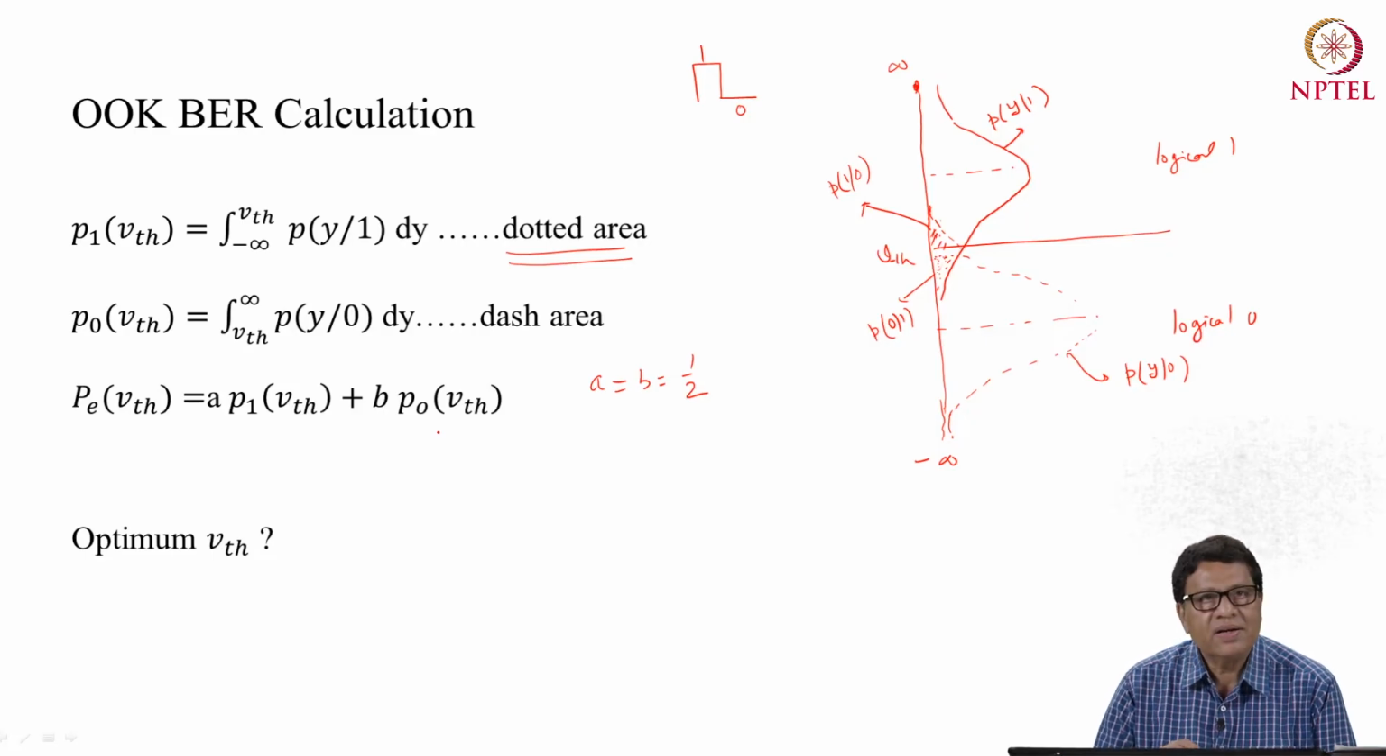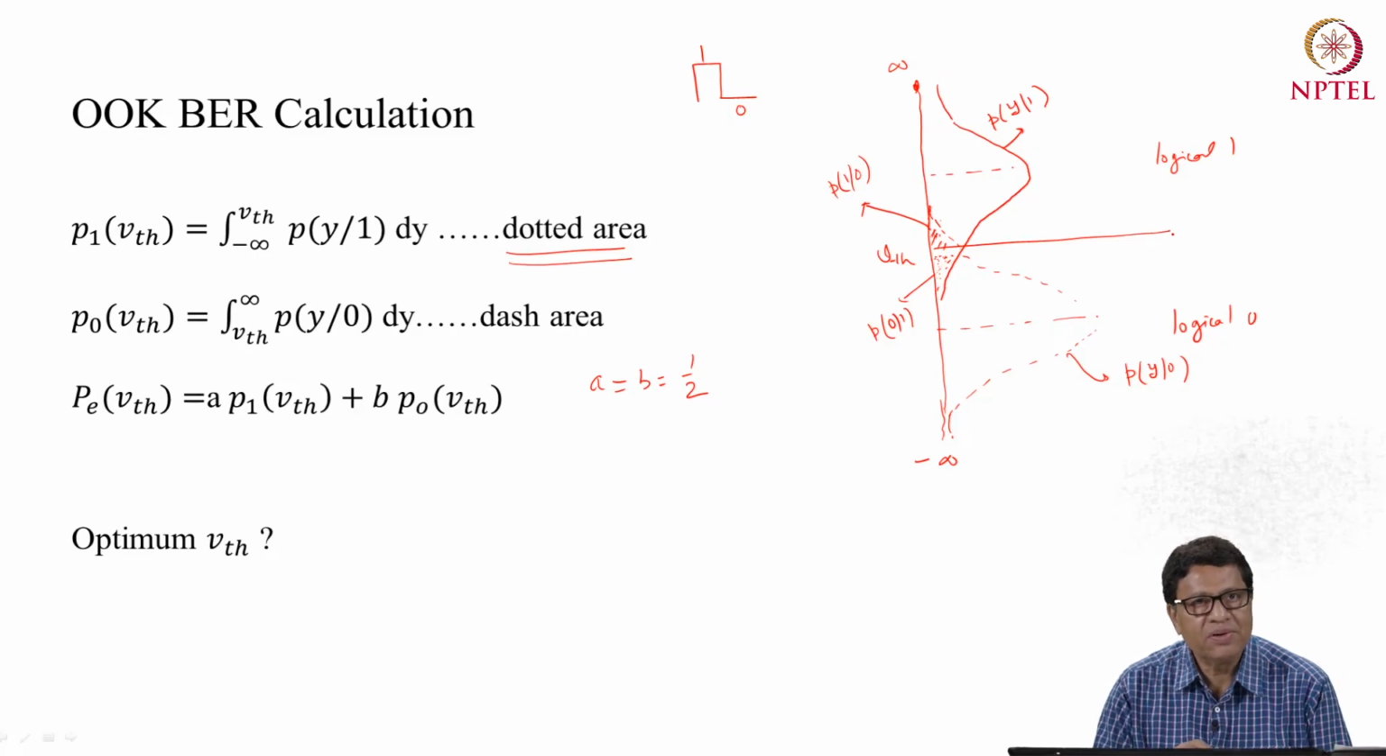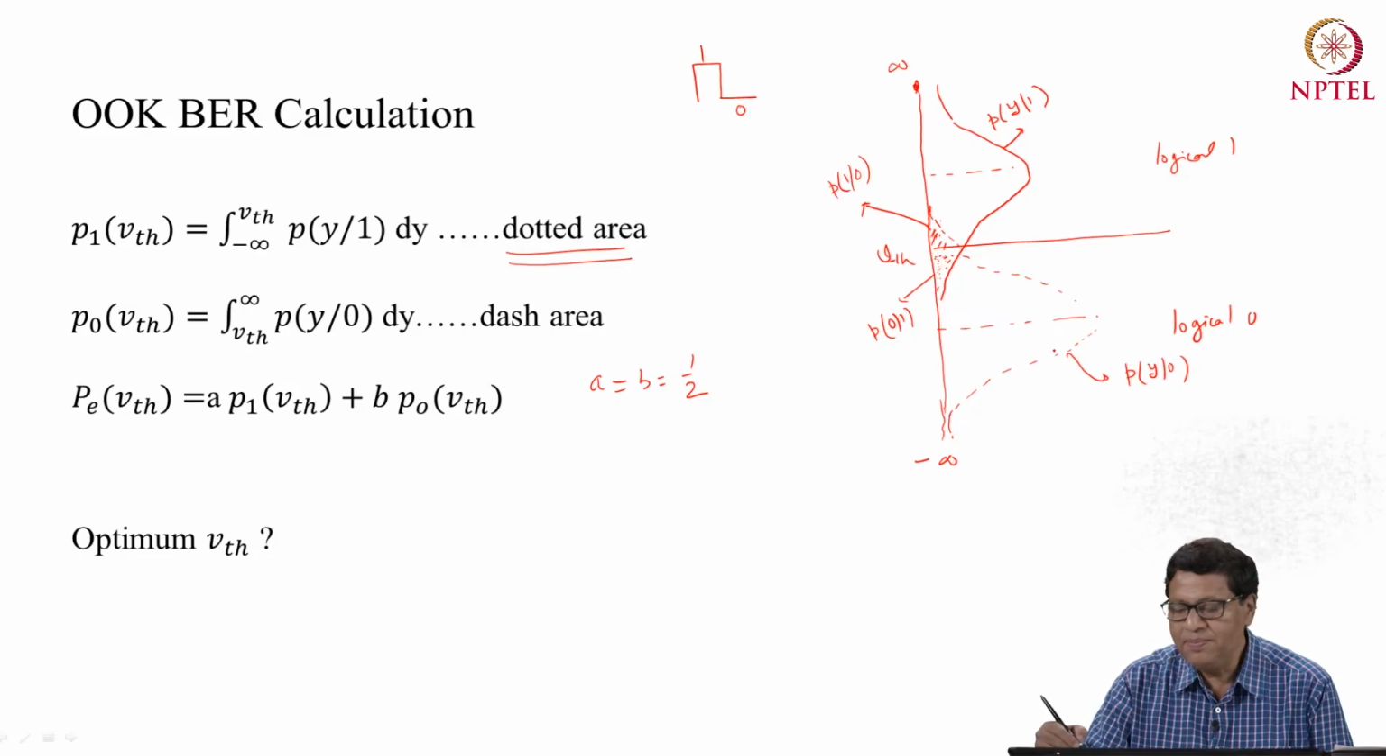And what is that VTH? What is that optimum VTH? Where I should put my threshold so that the BER is minimum. The idea is I want to have as low a BER as possible. So what is the optimum VTH? If these two probability distribution functions are same, then the VTH will be exactly in the middle. But if these two are different, then it may not be in the middle.